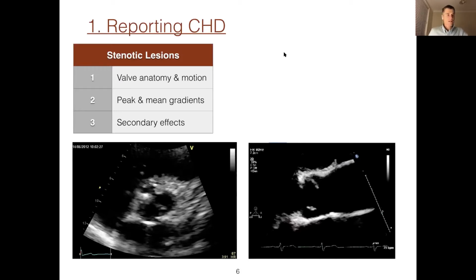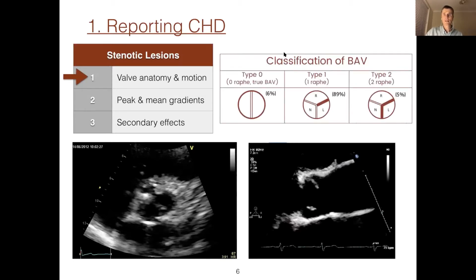But first of all, let's start in a similar way to the tutorial for congenital heart disease, and that's with some stenotic lesions, and in particular the bicuspid aortic valve. And with stenotic lesions, when reporting, I recommend that you think of these three things that need to be highlighted in your report. Firstly, the anatomy and motion of the valve. Secondly, the gradients through the valve, and also some secondary effects.